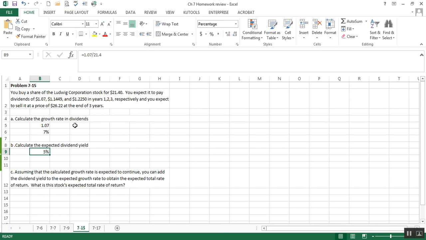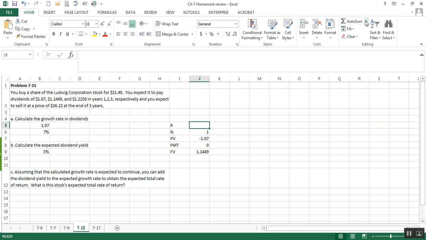Let's go back to problem A for a second. Another way that we could have figured out the rate is using our Excel formulas. So we're solving for the rate. We know that the period is 1. The present value is 1.07. The payment is 0. And the future value is 1.1449, sorry.